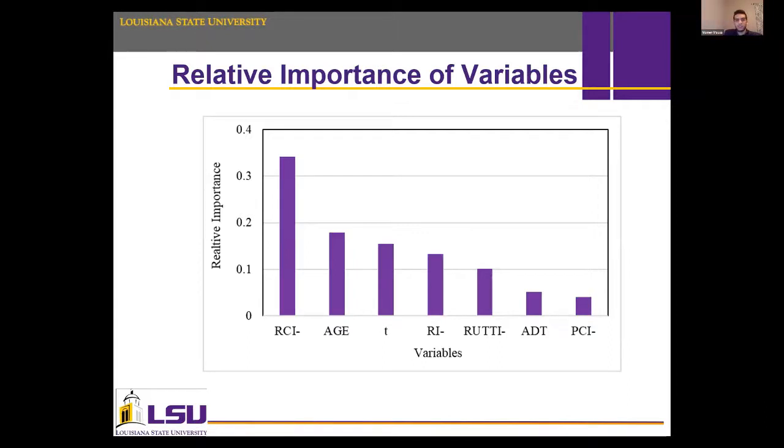A feature in the XGB model is showing the relative importance of the different variables. This figure shows the relative importance of the different variables that contribute to the output. As expected, the random cracking index before the application of the overlay had the highest importance. Again, this was expected because we found that the main distress leading to the failure of the asphalt overlay was the random cracking.